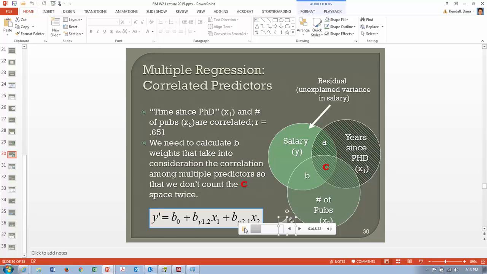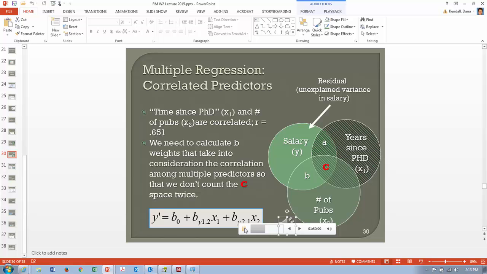So the good news is that multiple regression solves this issue, because we're going to throw both predictors into the equation. We're going to regress salary on both, and then we're going to see the unique variance that's associated. So we're going to parse out that C part and only look at A and B. We could not have done that if we just did simple regression twice, regressing salary on each one separately.